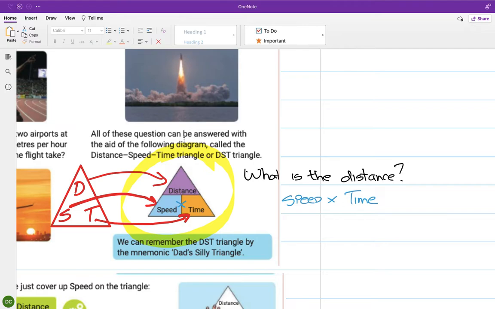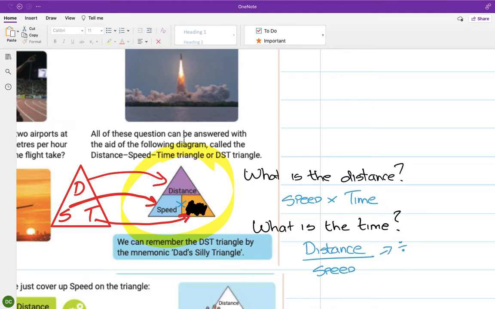Okay? So then if you have a question, what is the time? Or obviously it might say that differently. It might say like how long, something like that. So if they're asking for time, if time is what you're trying to figure out, then you take your hands and you cover time and it reveals the formula. So the formula is distance on the top over speed. And that line there means divide. So to get time, you take the distance and you divide it by the speed.